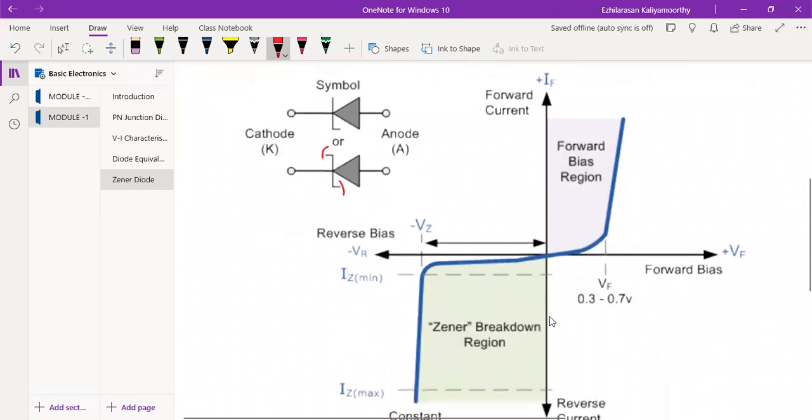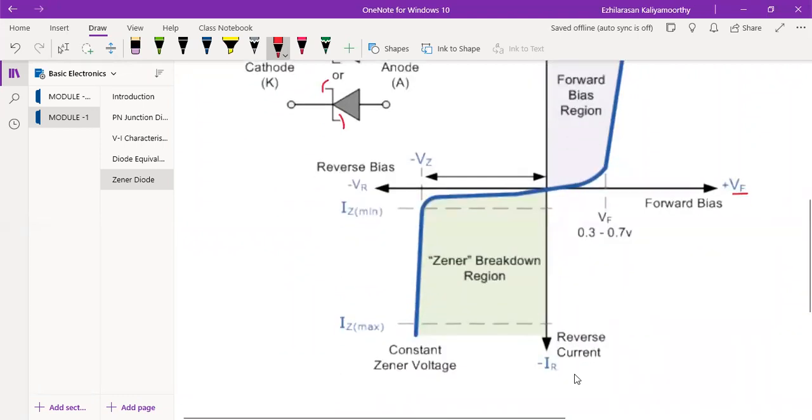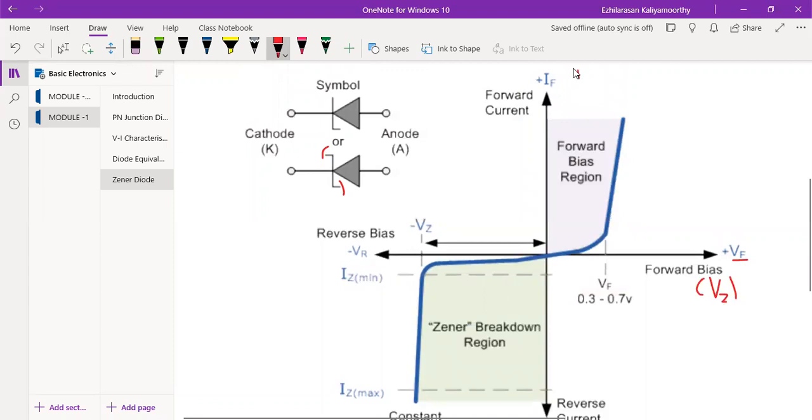Anode current. Now the same VI characteristics we specified in the PN junction diode, we are putting here also. The x-axis is forward voltage, and the y-axis is forward current IF. Then reverse bias, reverse current, then reverse voltage. Or instead of VF, sometimes I will say VZ, that is the Zener voltage. This is IZ.